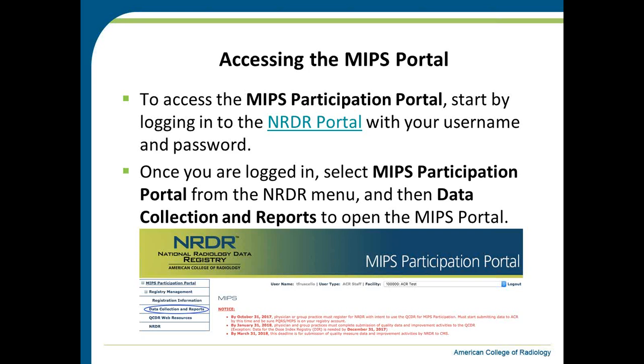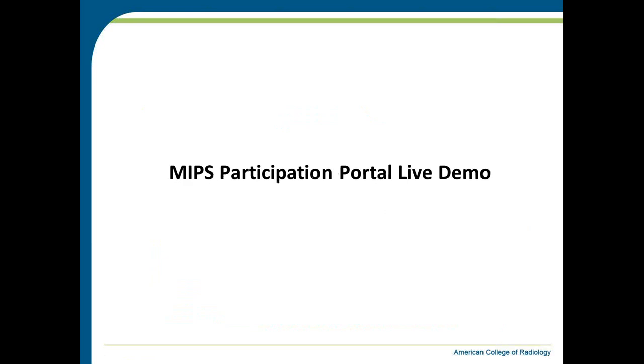And so the top question is, how do I actually access the MIPS portal? You're going to log into NRDR with your login credentials. Once you are logged in, you select MIPS participation portal from the left-hand side menu, and then you will need to click on data collection and reports to open up the MIPS portal. So we're actually going to do a live demo.